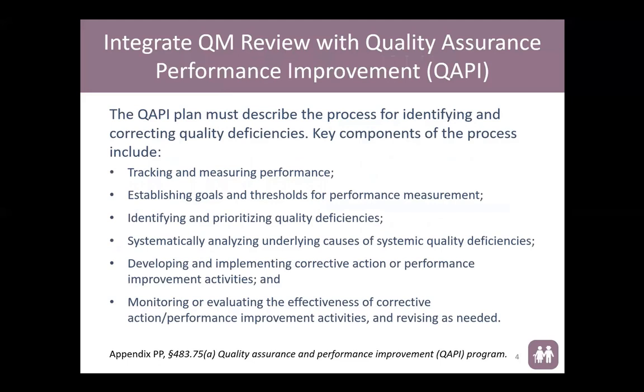It's very important that you integrate your quality measure review with your Quality Assurance Performance Improvement, QAPI, program. The QAPI plan is required to describe the processes for identifying and correcting quality deficiencies, and those key components include tracking and measuring performance, which we discussed in Part 3, establishing goals and thresholds for performance measurement, identifying and prioritizing quality deficiencies, systematically analyzing underlying causes of systemic quality deficiencies, developing and implementing corrective action or performance improvement activities, and monitoring or evaluating the effectiveness of corrective action, performance improvement activities, and revising as needed. That is the clear intent of what we're hoping you will gain from this series.